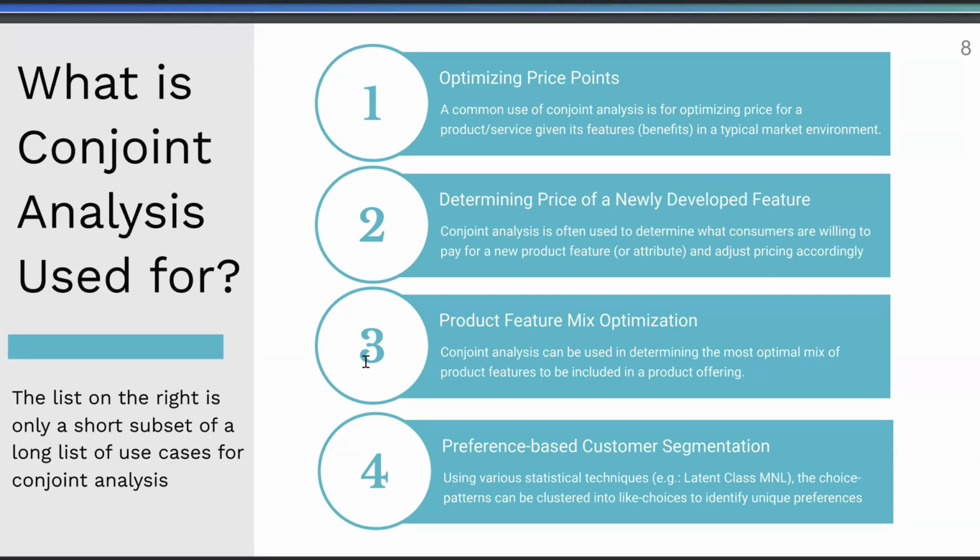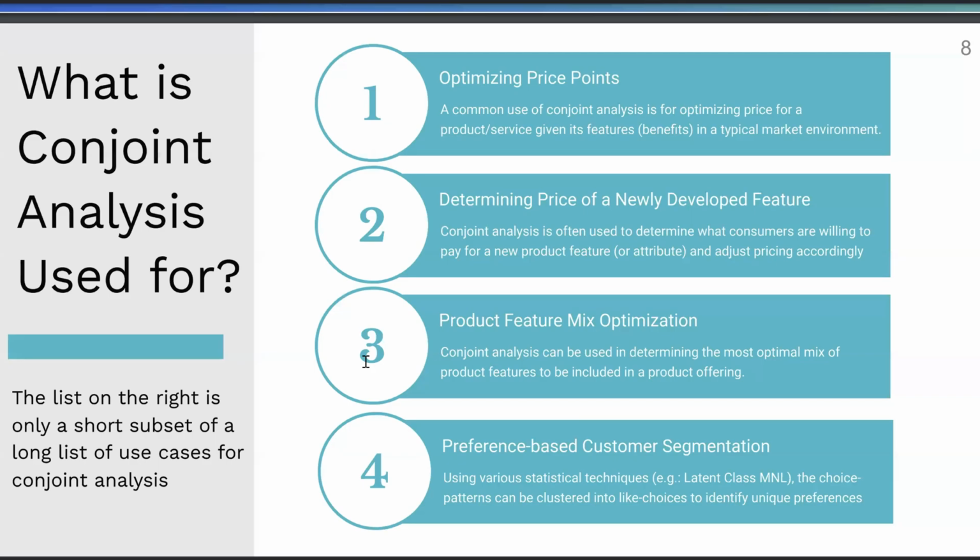We're going to get more and more detailed as we move forward. So conjoint analysis actually can be used for customer segmentation, and a methodology called latent class MNL is a fantastic approach to do that as well.